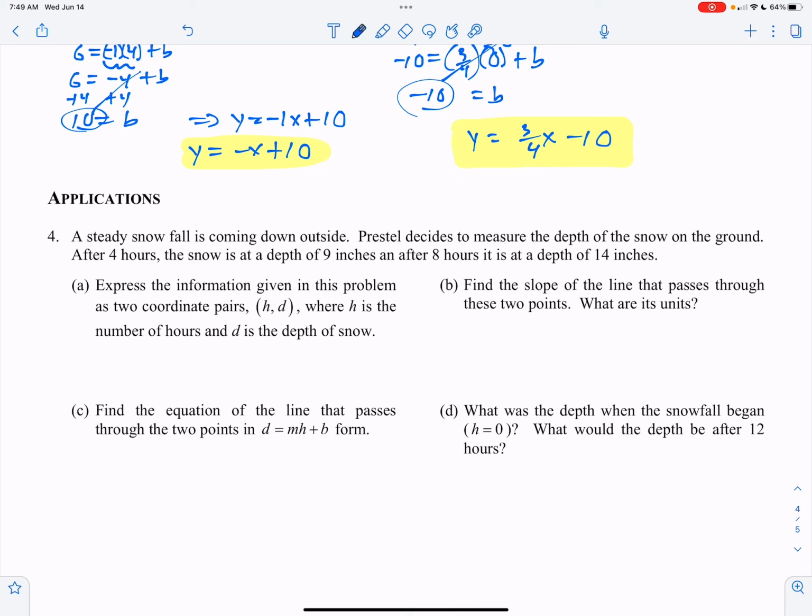Okay, well, after 4 hours, 9 inches. So that would be (4, 9), hours and depth. And the second one would be (8, 14), 8 hours, 14 inches. Okay, so now part B, let's go ahead and find the slope.